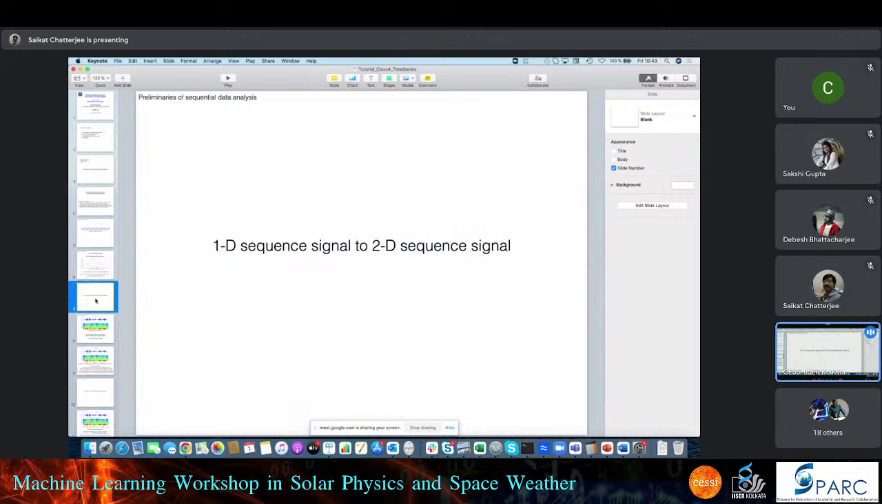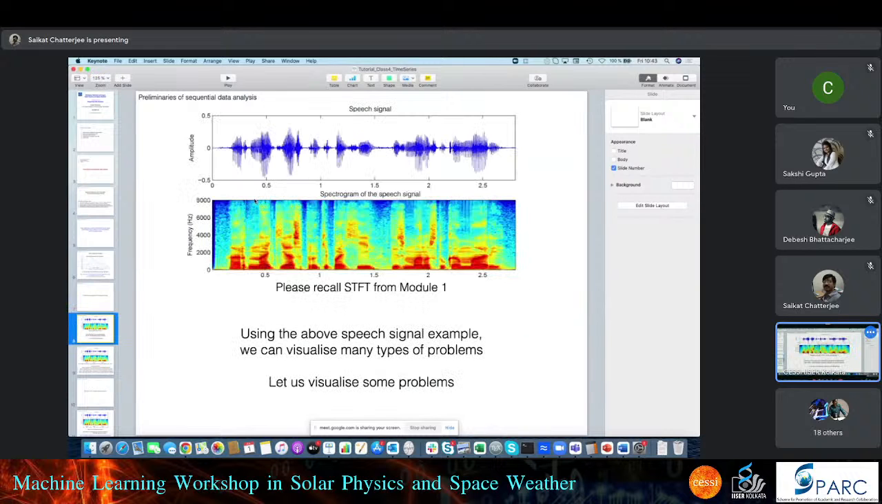So in this case, I told you about 1D sequence signals to 2D sequence signals, but you can have multiple dimensions. Okay, so for example, I can have a multiple dimensional sequential signal to multiple dimensional visualization of the sequential signal. Okay, so this can happen. Here I'm just showing you 1D sequence to 2D sequence as a visualization tool. Okay. So if you see here, all of you possibly can see my cursor. If you see here, this is a speech signal for something like maybe close to 3 seconds long.